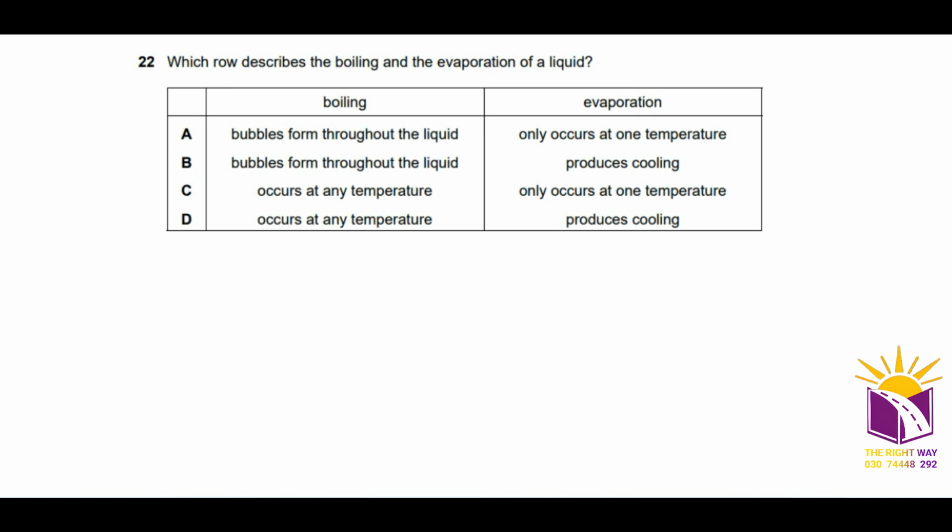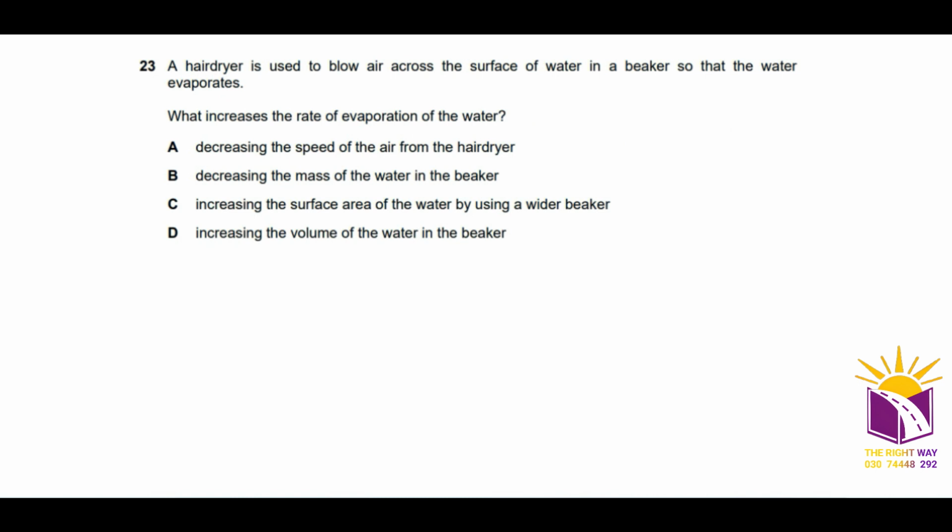Question 22. Which row describe the boiling and the evaporation of a liquid? So first of all, we are going to check boiling. Bubbles form throughout the liquid. Yes, this happened in boiling. Occurs at any temperature? No. Boiling occurs at a specific temperature. So these two options are wrong. Now evaporation only occur at one temperature. No, evaporation occur at all temperatures. So it is wrong. Yes, when evaporation occurs, it produces cooling. So B is the right option.